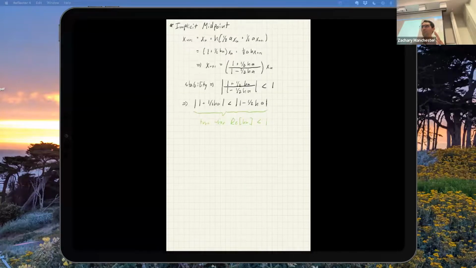Okay, so what this is telling us now, if I go plot this, is that this thing has the same stability region as the original continuous system. It's the left half plane.